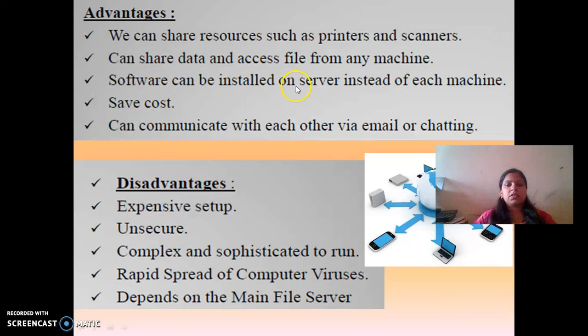Software can be installed on a server, and it can be used by other systems. So only one copy of the main licensed software needs to be installed, and on other systems which are connected you can use it from the server, and that's why it saves the cost also. Then the systems can communicate with each other via email or chatting.